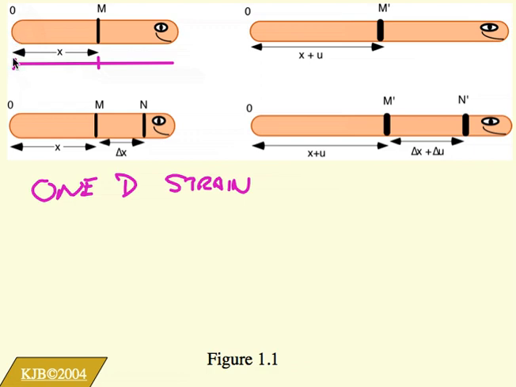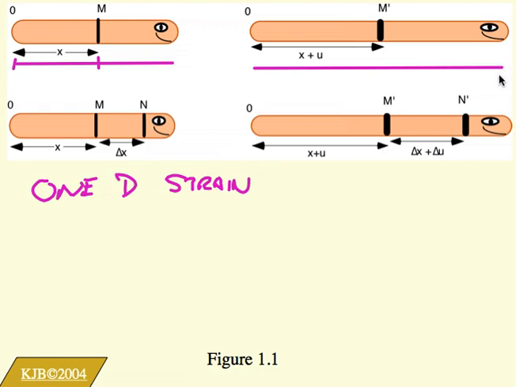So we take this worm, and we're going to stretch it one-dimensionally. We're going to stretch it in the x direction. It gets longer, and it also gets a little bit narrower or thinner, as you might expect when we stretch something. That's conventionally what happens to a material.